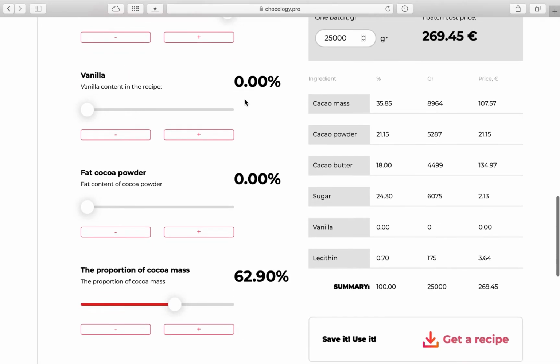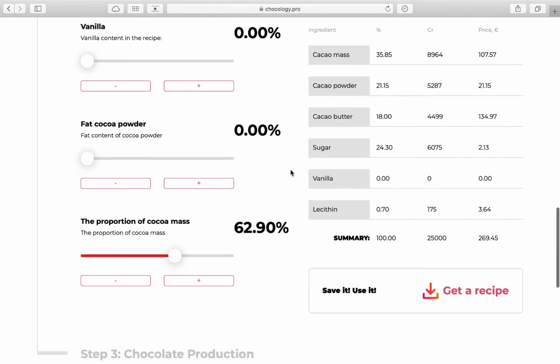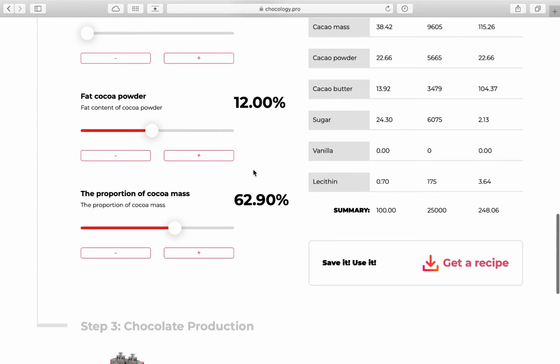The next parameter is vanilla. We can enrich the taste of our chocolate with vanilla or mask off cacao if its taste characteristics are suddenly not outstanding. It could be up to 3%. If it is more, it makes no sense. Well, in our case, I will not include it in the recipe at all. Further, it comes the content of fat in cacao powder. If cacao powder is included in the recipe, then I must indicate the content of fat in the powder, which I have. For example, 12 or 6%. Let's make it 12.